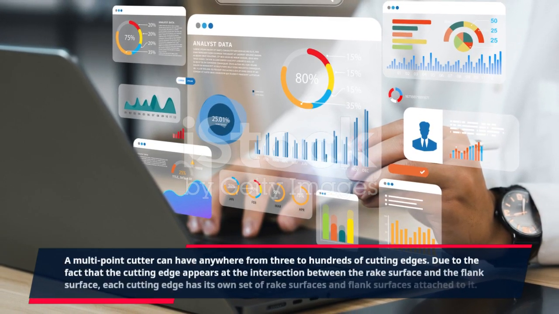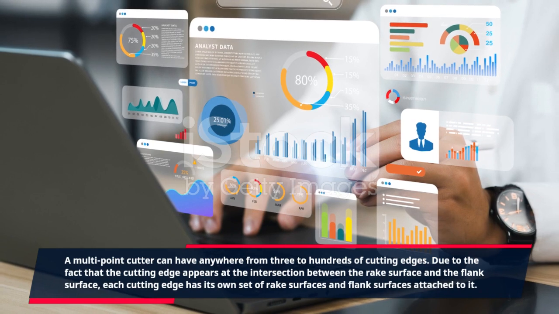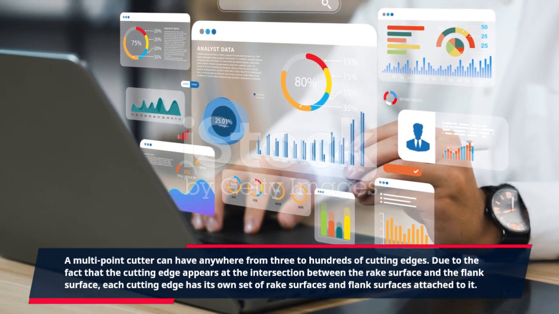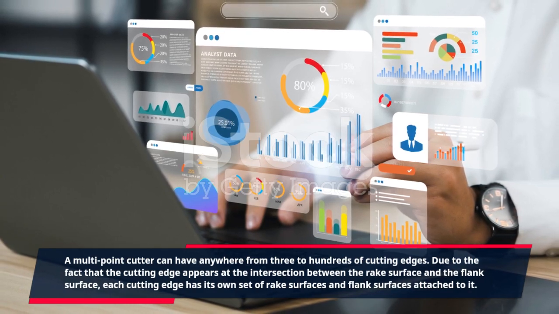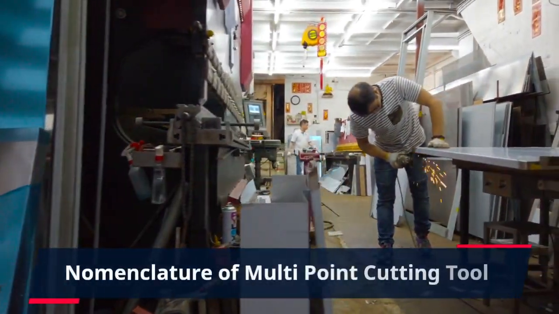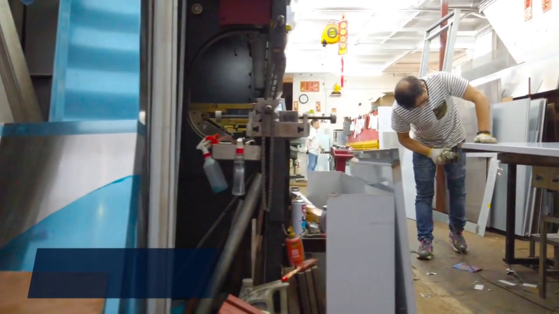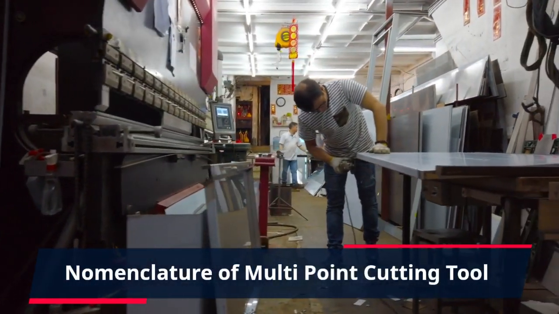Due to the fact that the cutting edge appears at the intersection between the rake surface and the flank surface, each cutting edge has its own set of rake surfaces and flank surfaces attached to it. Nomenclature of multi-point cutting tool.